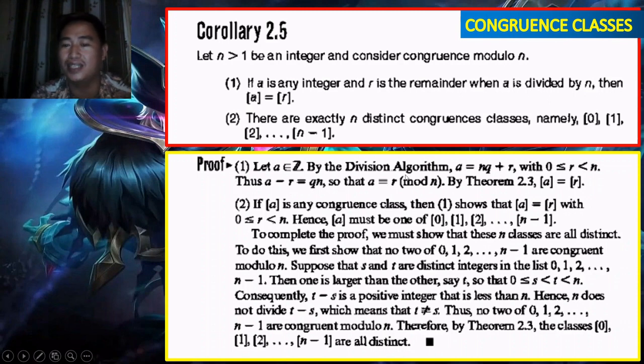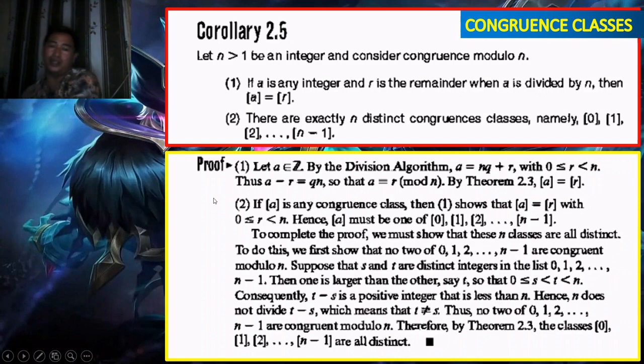Right? What's the hint, class? Okay. So, a is congruent to r mod n. By Theorem 2.3, we apply it. So the equivalence classes are now equal. Okay, so we have now shown part 1, class. That was very quick. Okay, part 2.